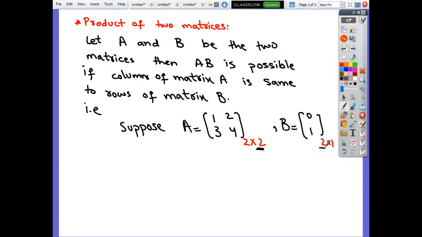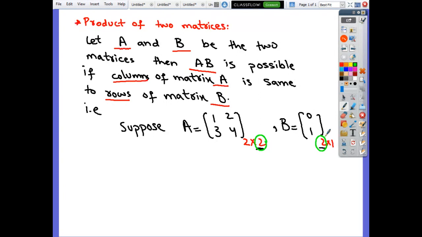By the definition of the product of matrices, matrix A and matrix B are conformable for multiplication, A dot B, if the columns of the first matrix A are equal to the rows of the second matrix B. Here we see that in matrix A there are two columns and in matrix B there are two rows. Therefore, these two matrices are conformable for product or multiplication.